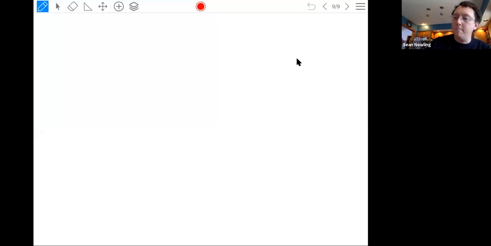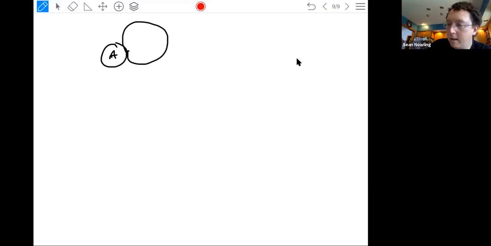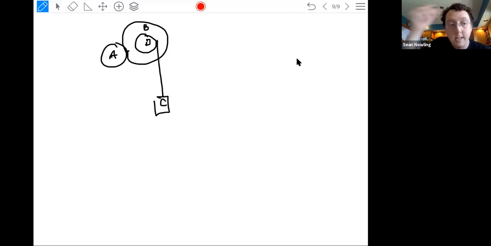Piece of paper down so I don't track my palm on the pad. I have a circle A, and I have another circle, B, and then centered on the same point, I have a circle D. And then I have the bucket, or whatever that is, point C down there.